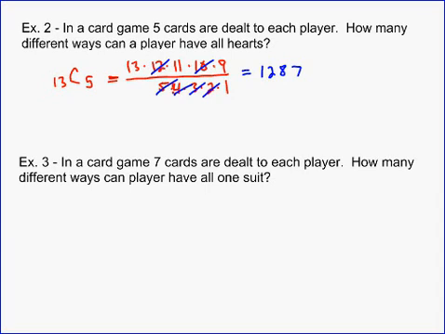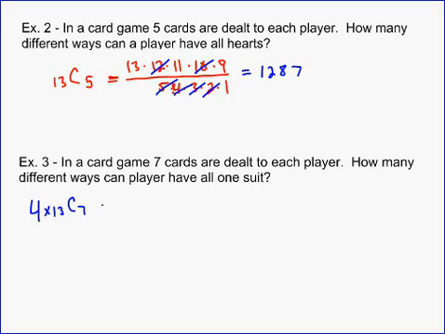Okay, the next question says, in a card game, 7 cards are dealt to each player. How many different ways can a player have all one suit? Well, this is a case problem because you have 4 different cases. One would be all hearts, all diamonds, all clubs, all spades. If we wanted to do all hearts, it's just like the problem we did, so 13 choose 7. But there are going to be 4 of these, one for each suit, so we're going to multiply whatever our answer is by 4.